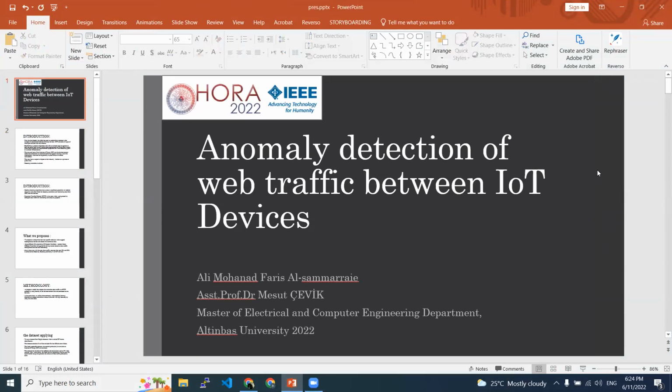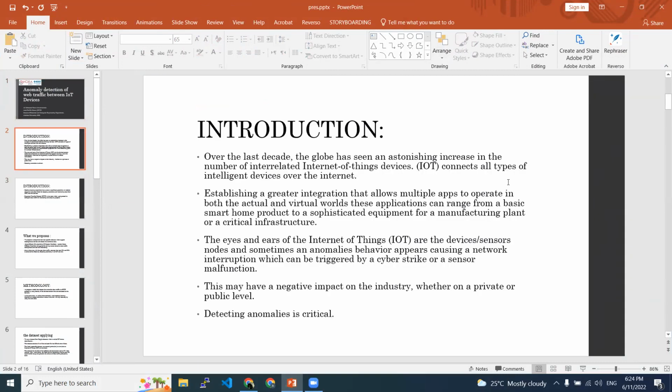Okay, welcome all. I will present anomaly detection of web traffic between IoT devices. My name is Ali Mohammed Faris. The introduction. Over the last decade, the world has seen an increase in the number of Internet of Things (IoT) devices, connecting all types of intelligent devices over the internet. This establishes a great integration that allows multiple apps to operate in both the actual and virtual world.